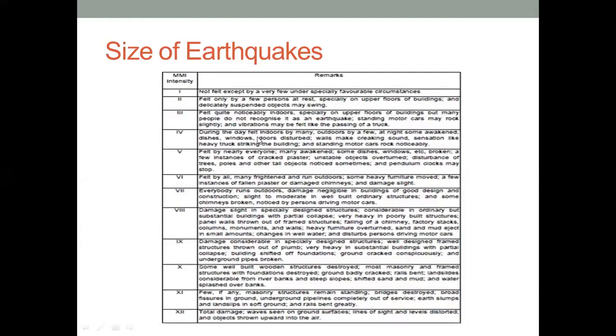And the fourth one: during the day felt indoors by many and outdoors by a few. At night, some awakened; dishes, windows and doors disturbed; walls make creaking sound; sensation like a heavy truck striking the building; and standing motor cars rock noticeably. So like that, you can see how the MMI scale ranging from 1 to 12 is being defined. Based on that, the recommendations are given in the IS code.